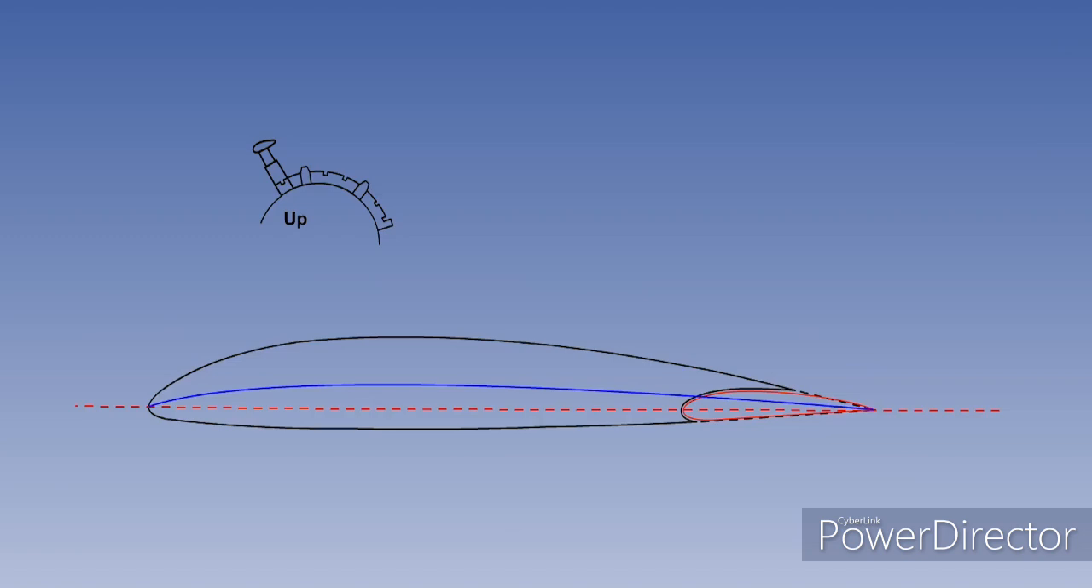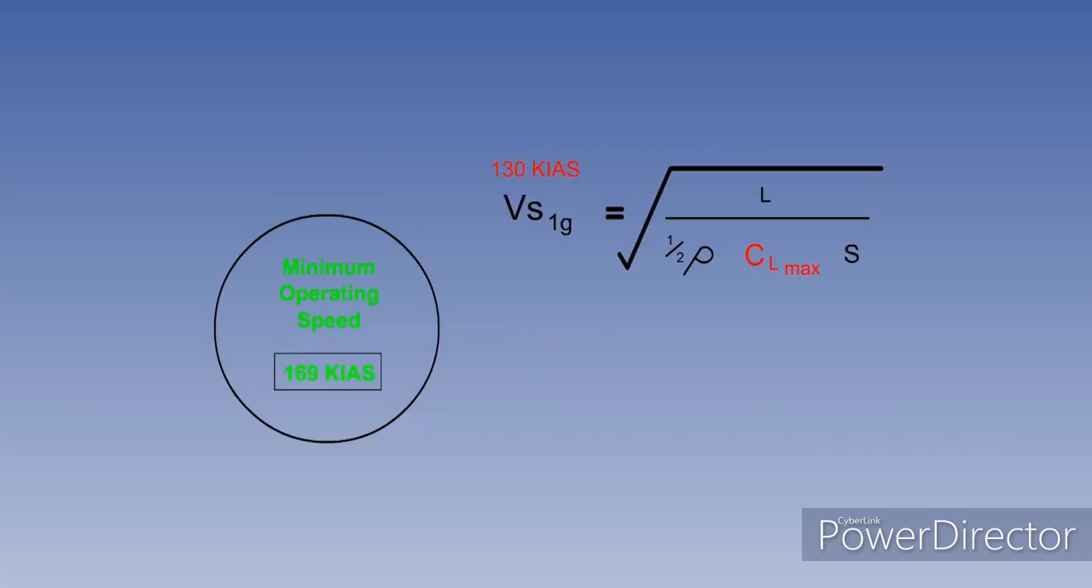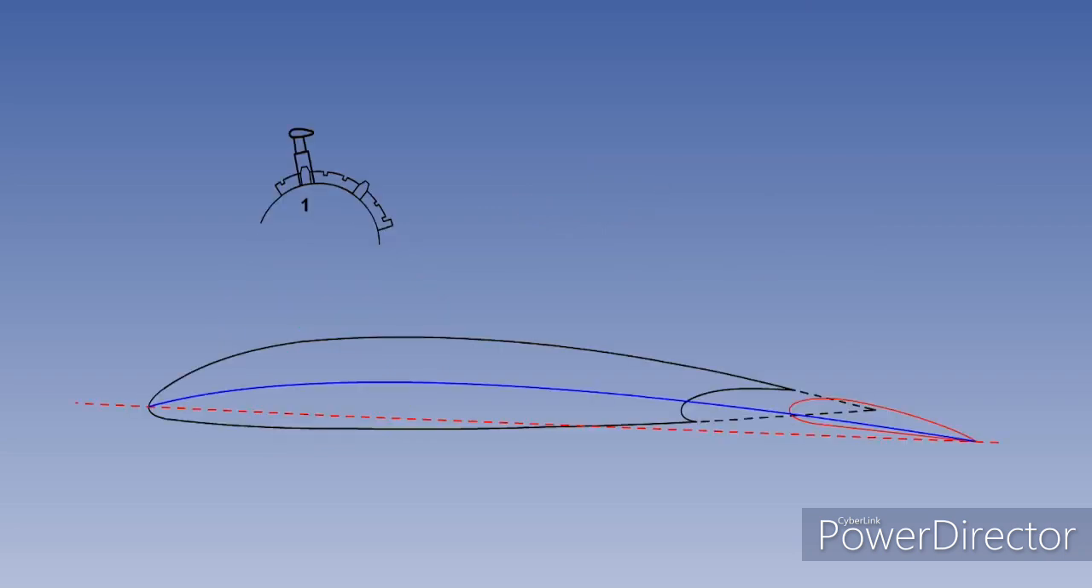Fowler flaps are fitted to both large and small jet transport aircraft. When flaps 1 is selected, the first movement is rearward, which increases the wing area. You can see that increasing the wing area also decreases the stall speed and the minimum operating speed. Flaps 1 is useful for loitering in the terminal area, because there is a useful reduction in stall speed, but no significant increase in drag.